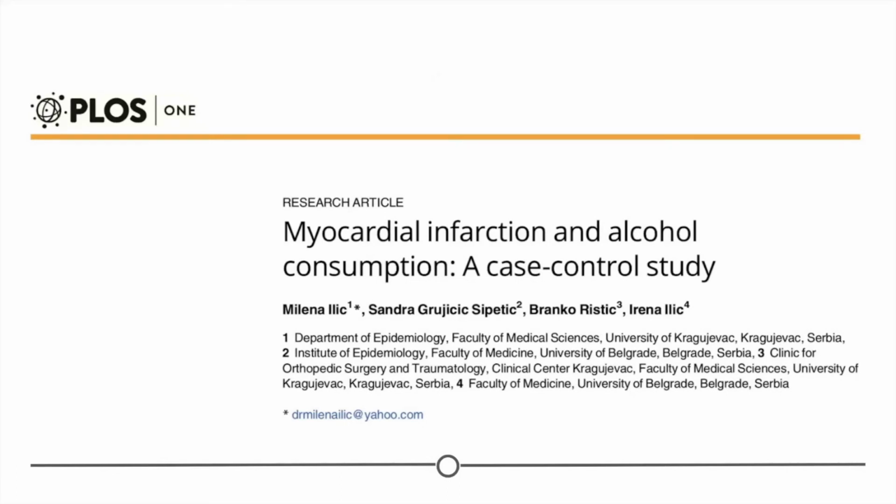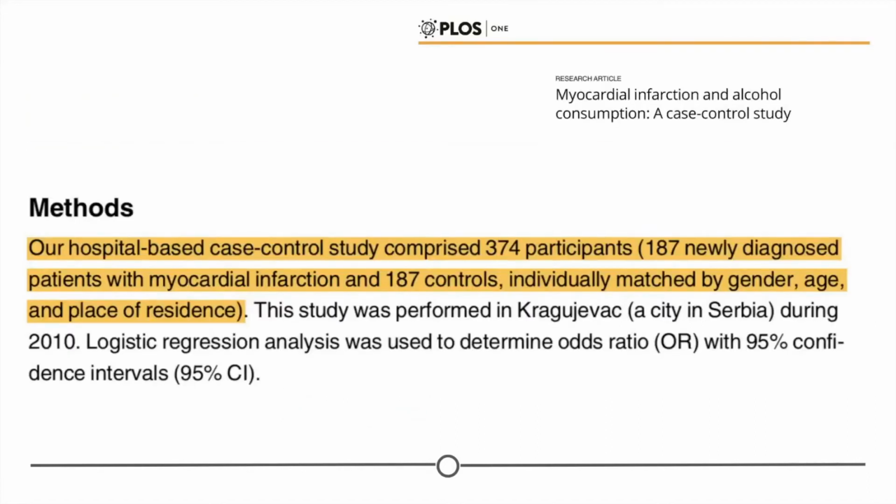This study is examining the relationship between myocardial infarction and alcohol consumption. Examining the methods section of the abstract, we're able to determine the study design. Our hospital-based case control study comprised 374 participants, 187 newly diagnosed patients with myocardial infarction, and 187 controls, individually matched by gender, age, and place of residence. We can pull out the following keywords: case control study, myocardial infarction, and matched.